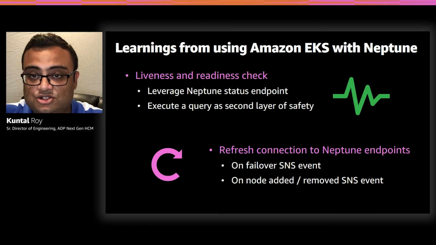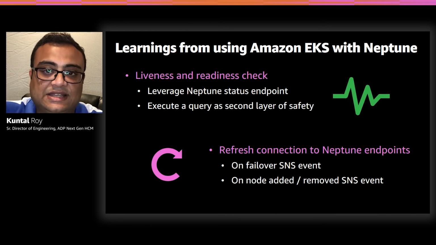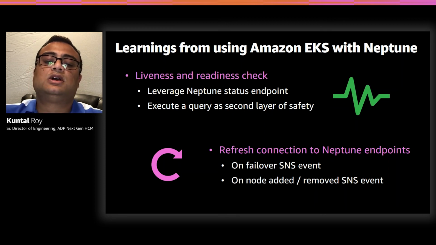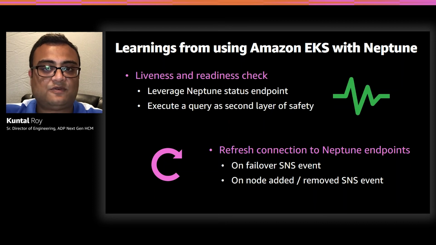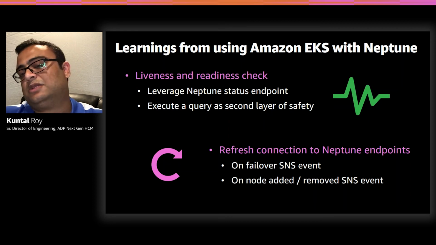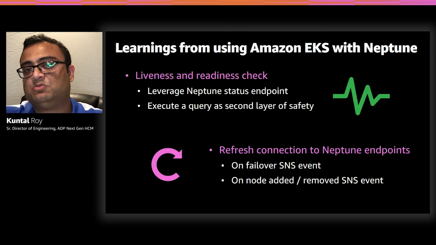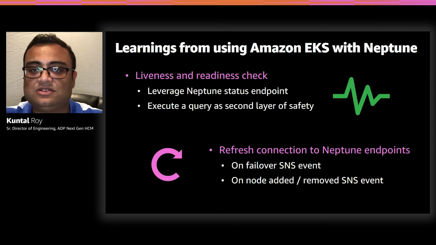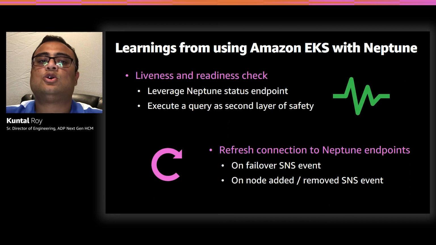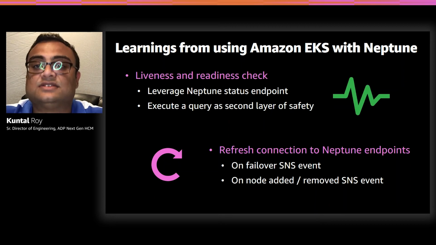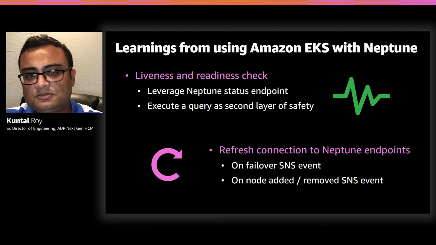So Neptune does a good job of exposing the status endpoint, but while we leverage the status endpoint, we also have our own query which we run periodically to check the health of the graph. This is basically checking that I can establish a new connection, or that the data exists. This is like an additional layer of check.